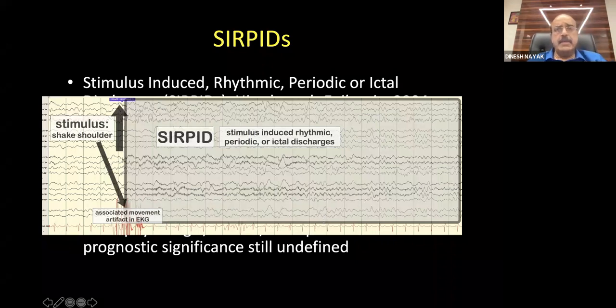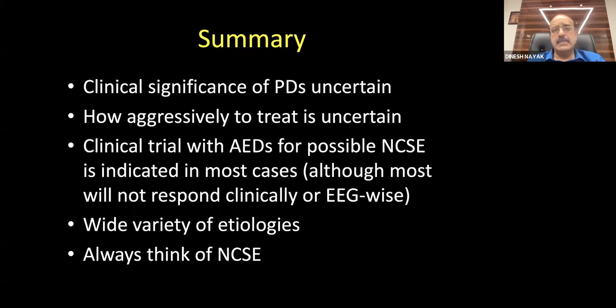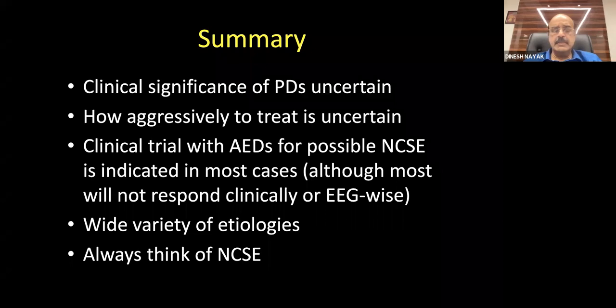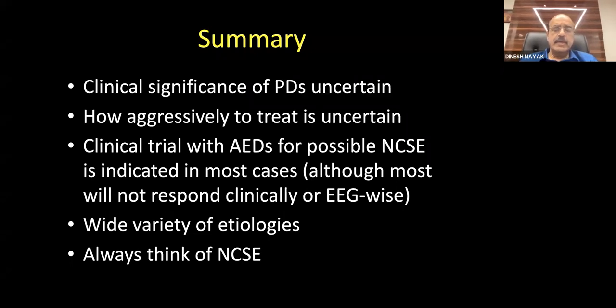So in summary, the clinical significance of periodic discharges is uncertain. What we mean by uncertain is, should we treat aggressively right at the beginning or not? Some physicians will say, I am seeing this discharge, I have to treat it because the patient is very likely going to go into a seizure. But on the other hand, at least 2/3 of them will not go into a seizure. So there's a lot of debate on clinical significance.